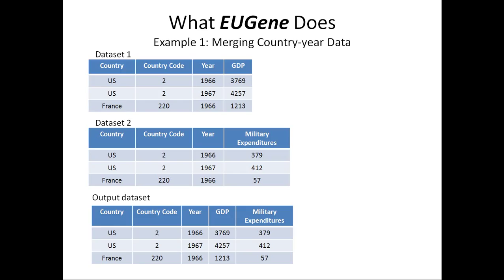So for example, suppose that one has a cross-sectional data set with, say, the United States and France, and it has GDP data. That would be data set 1 in this example. Then say the scholar has another data set with the US and France, yearly values, and has military expenditures. Well, what EuGene would do is take data set 1 and data set 2 and combine them together to give you a data set with both GDP and military expenditures in the same data set.